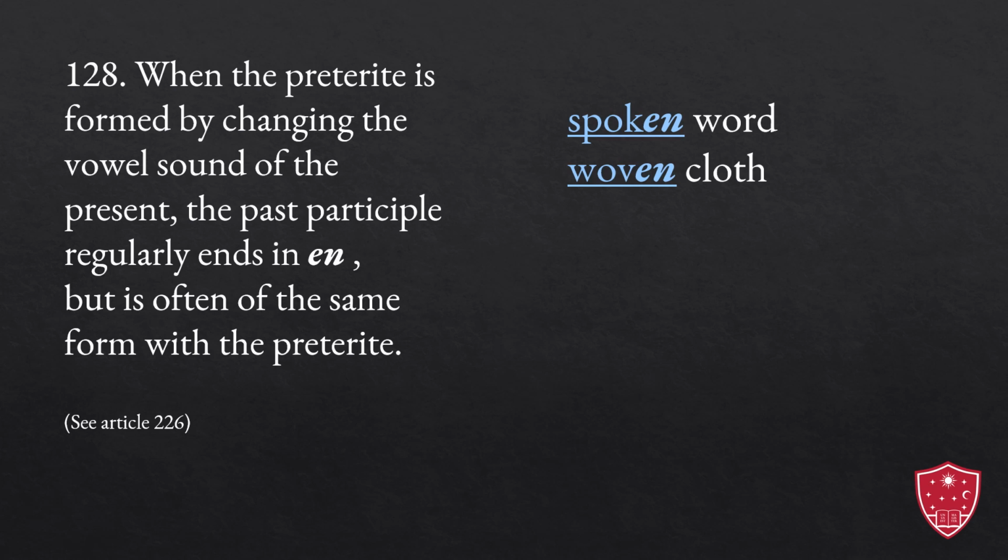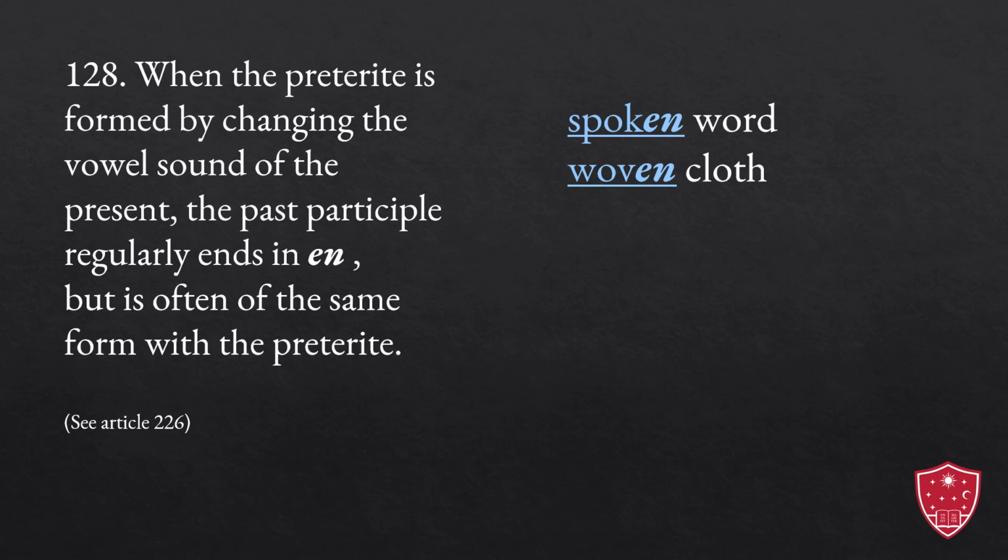First, we have the present tense verb speak. And to form the preterite form from the verb speak, we change the vowel sound. So the present tense is speak, the preterite tense is spoke. When the preterite is formed by changing the vowel sound, like speak to spoke, the past participle regularly ends in en, like spoken.